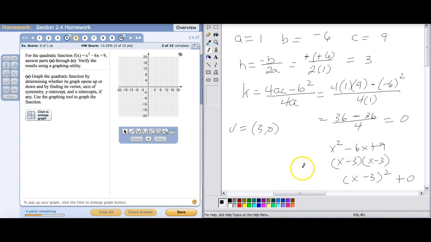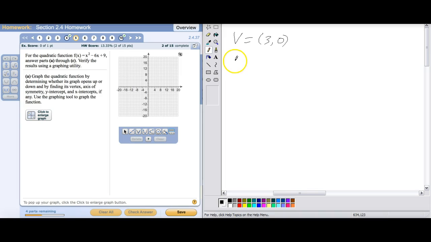So we have our vertex here. We just need to find another point on the graph. So we could use the y-intercept again to do that. So I'll clear out some room, and we'll find the y-intercept and then use that to go ahead and graph our function here.